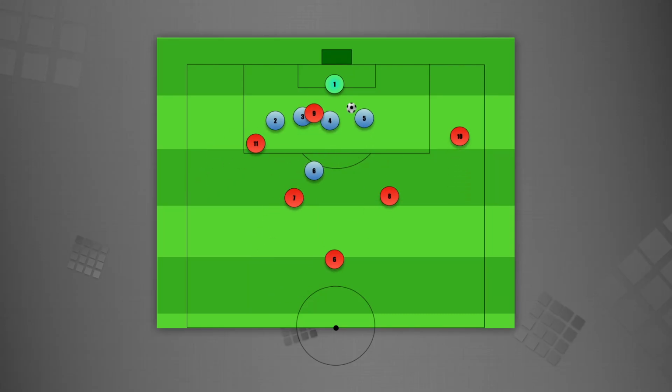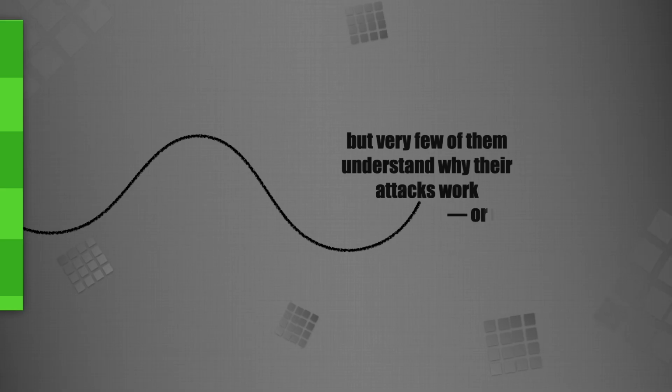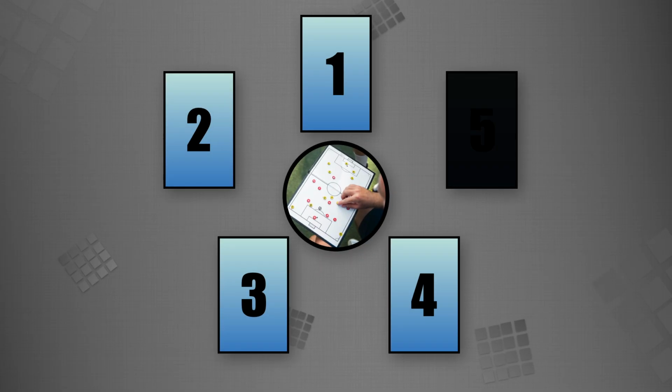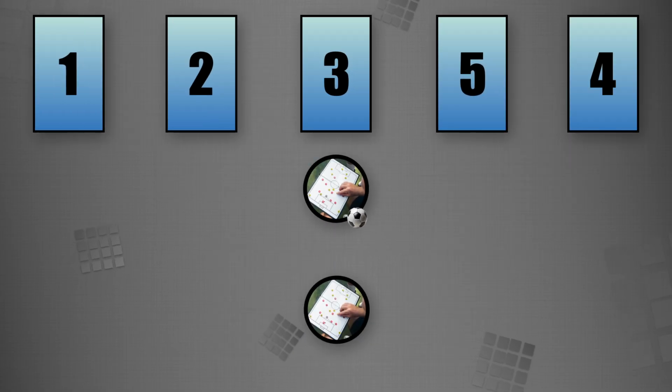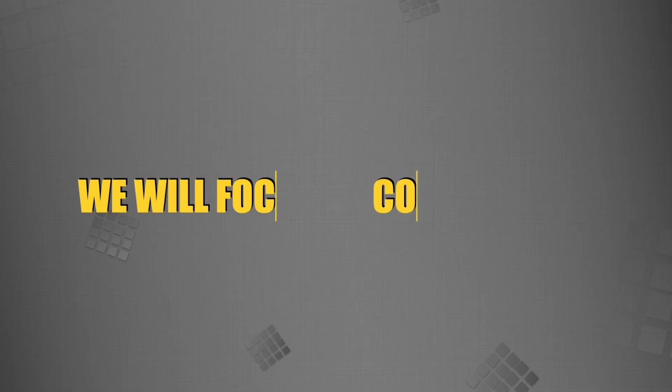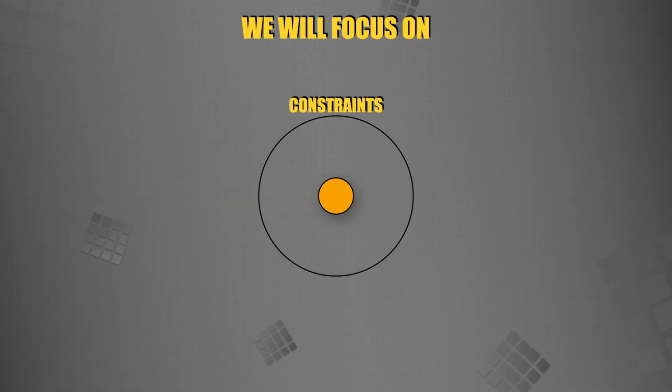Most teams manage to make good attacks, but very few of them understand why their attacks work or don't. Some coaches are familiar with the 5 principles of play, but they rarely train them, and even more rarely use them with clarity and intention. In this video, we will focus on constraints.